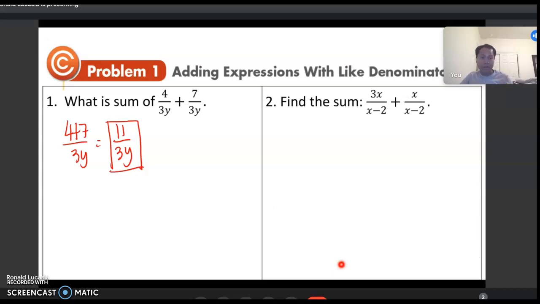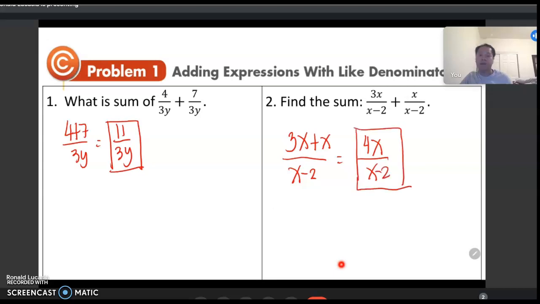Number 2, x minus 2 is a common denominator to 3x and x. So I'm gonna add directly the numerators. So it's 3x plus x over x minus 2. That is 3x plus x, it's 4x over x minus 2. I repeat, this has been my reminder over and over again: do not cancel out the x here, because x minus 2 is like one term. When you cancel out x, automatically the negative 2 will be canceled out as well. So that is going to be the final answer.